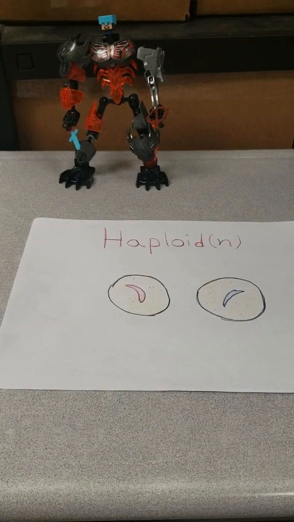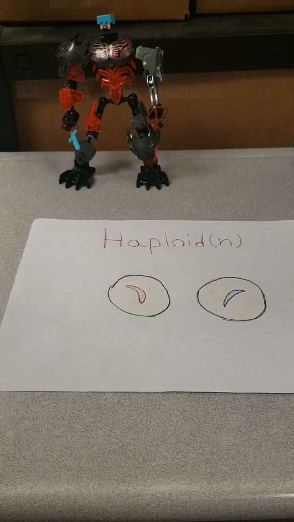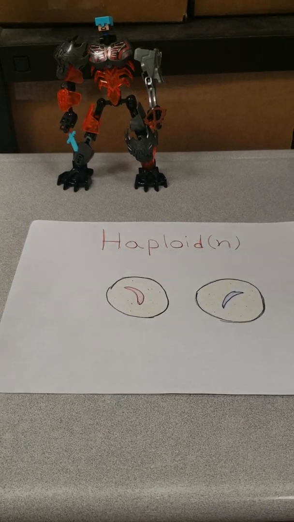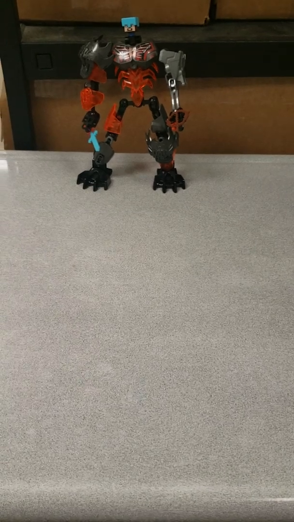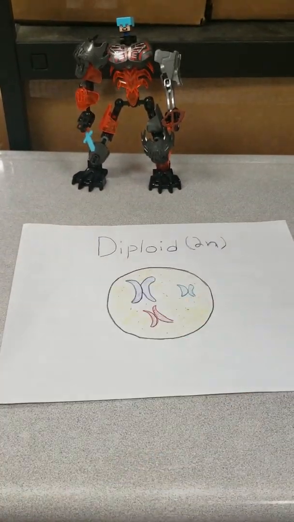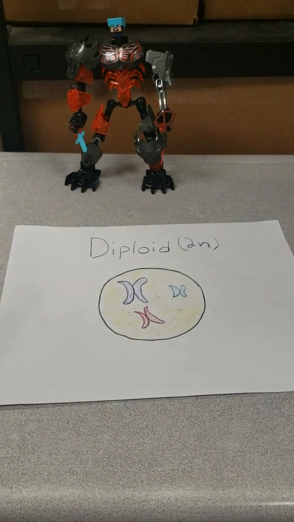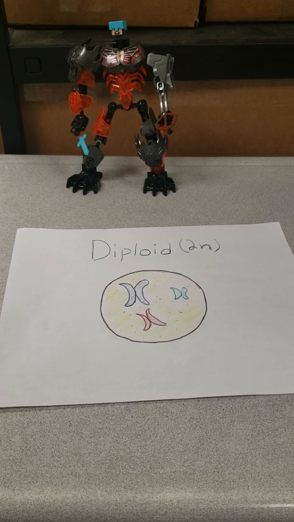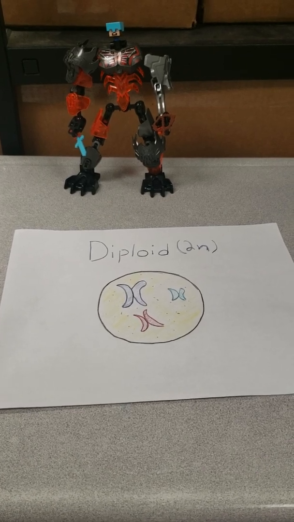A haploid cell refers to a cell with only one copy of each of its chromosomes. This is notated by the letter N. A diploid cell refers to a cell with two copies of each of its chromosomes. This is notated by 2N.